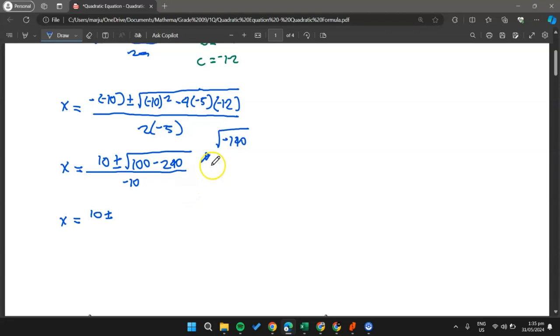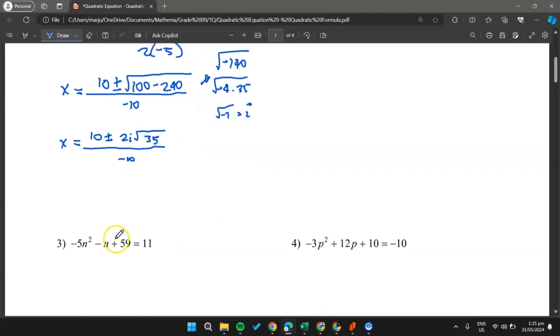And then negative 140, we can actually factor as negative 4 times 35. If you look at 4, that is a perfect square. And remember that the square root of negative 1 is just i. So we will do that. We will factor out the square root of 4, which is 2, and then the square root of negative 1 is i. So we will write 2i. And then what will remain inside the radical is the 35, all over negative 10.